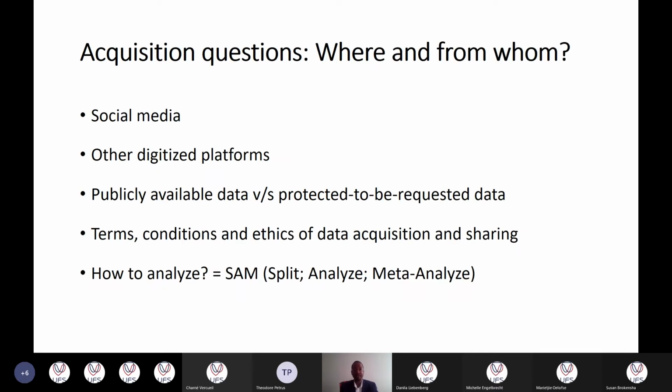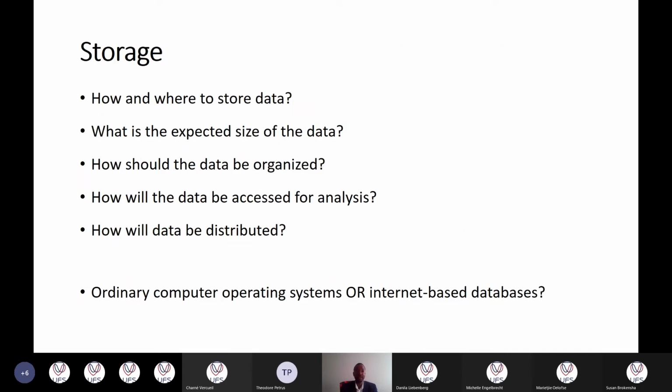Regarding acquisition: social media, other digital platforms, but also publicly available data, as well as the protected, to-be-requested data. I mean, if you think about grade data, for example, that you need to ask for, the terms and conditions, as well as the ethics of data acquisition and sharing. And then, of course, how to analyze data. Some researchers have suggested that the same approach with the splitting, analyzing, and meta-analyzing your data could be the case.